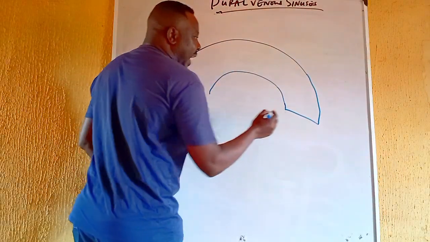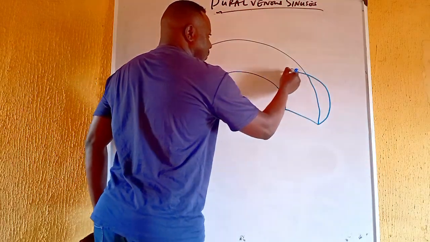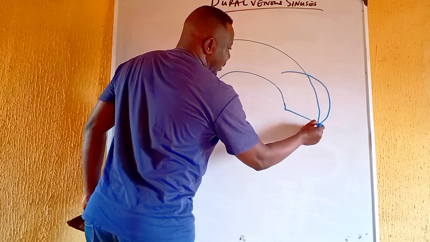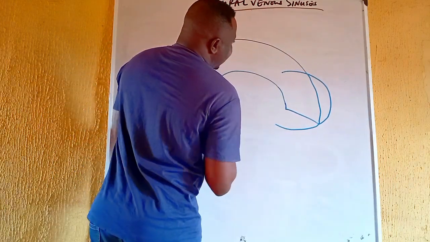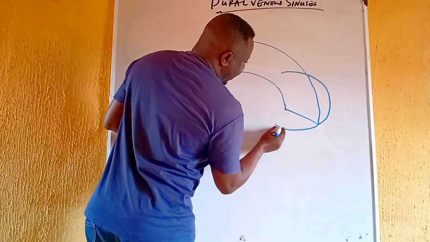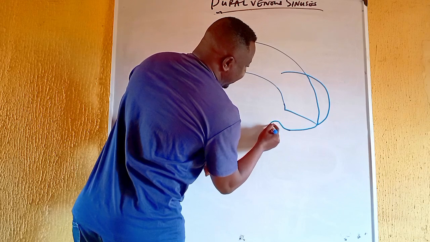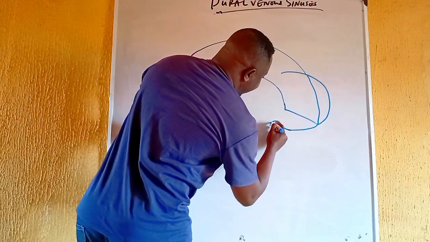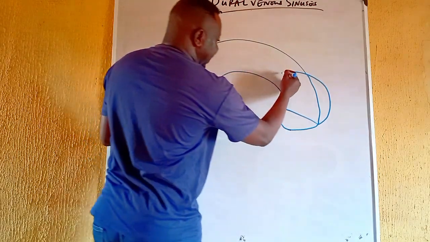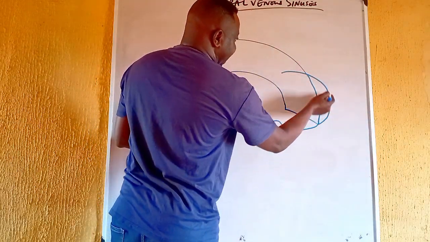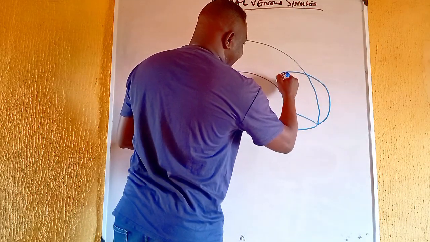Also, we have the transverse sinus. We have the left transverse sinus and also the right transverse sinus. Now, the transverse sinus becomes the sigmoid sinus, which eventually drains into the internal jugular vein. The same thing is applicable here. The left transverse sinus becomes the sigmoid sinus and then drains into the internal jugular vein.